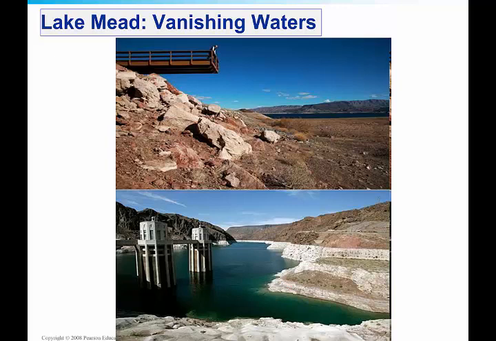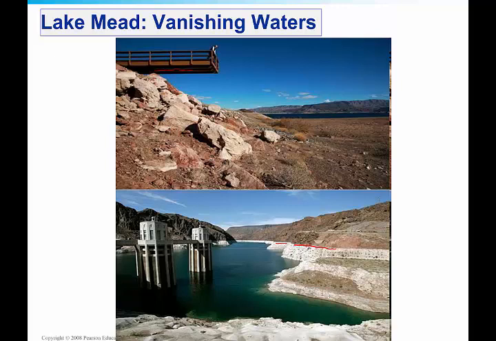So as you can see in the picture, Lake Mead is vanishing. Here is a platform that people would walk out on to look over the water, and you can see the water. There's no water there. In the lower picture, you can see the water line, the top of this white area. This is where the water used to be, and you can see how much it's dropped.